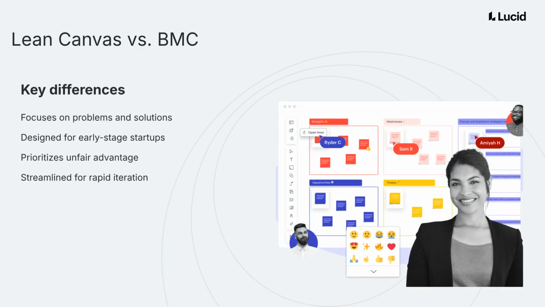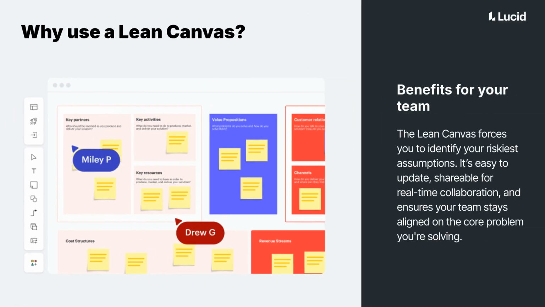Lean Canvas versus Business Model Canvas. While both use a one-page format, the Lean Canvas swaps broader categories for a focus on problems, solutions, and your unique unfair advantage.